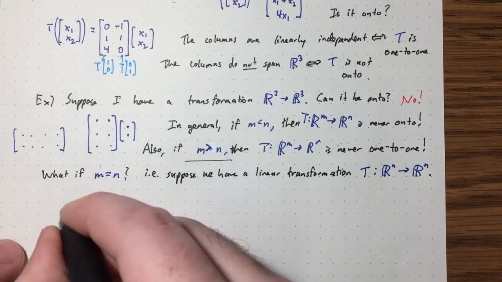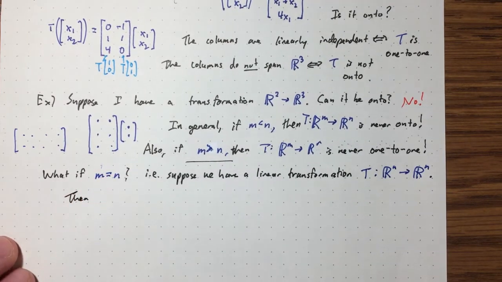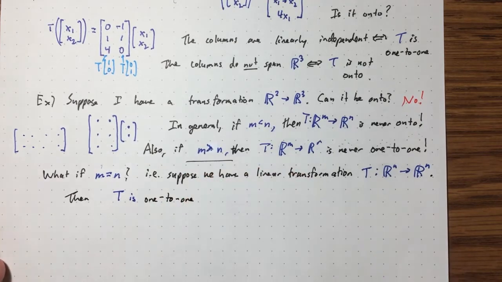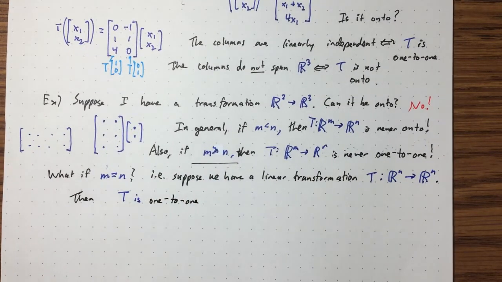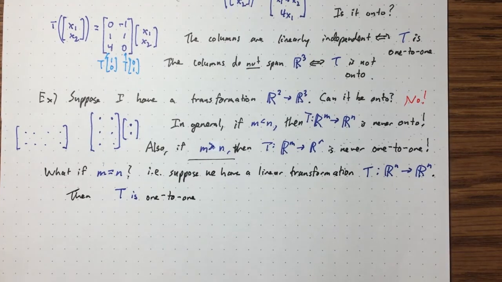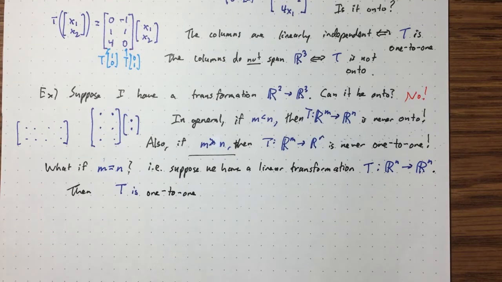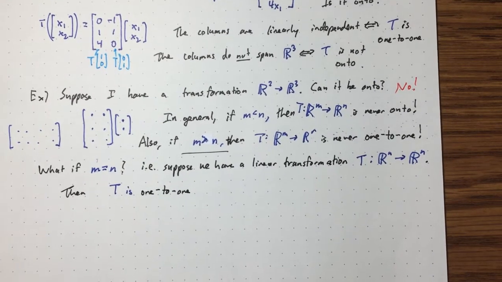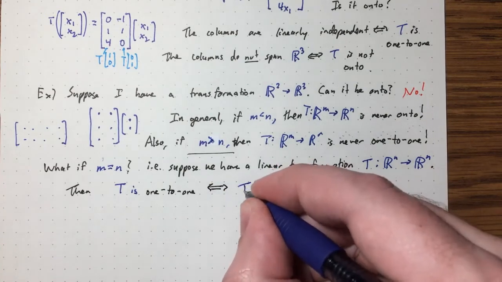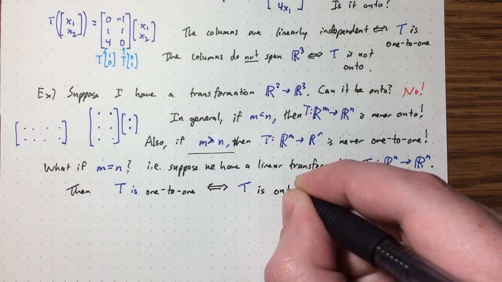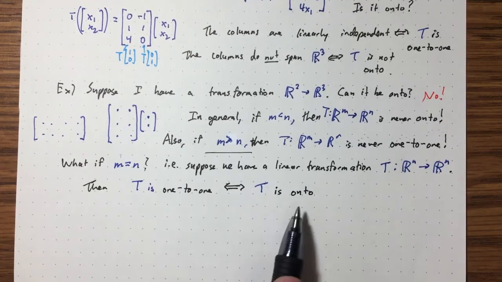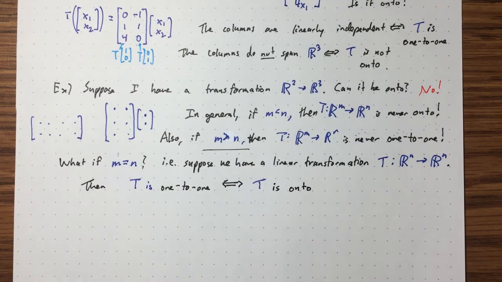Well, then T is 1 to 1. What does that mean? That means that the columns of this matrix are going to be linearly independent. But we have n vectors in Rn that are linearly independent. By our unifying theorem, those columns also have to span Rn. And if they span Rn, that means that T is also onto. So again, these totally different concepts end up being the same concept as long as we have a transformation from Rn to Rn. If it's 1 to 1, it's automatically onto. If it's not 1 to 1, it's not onto either.